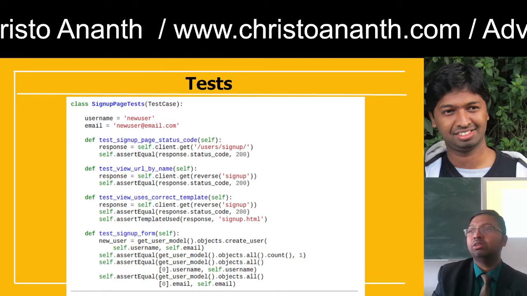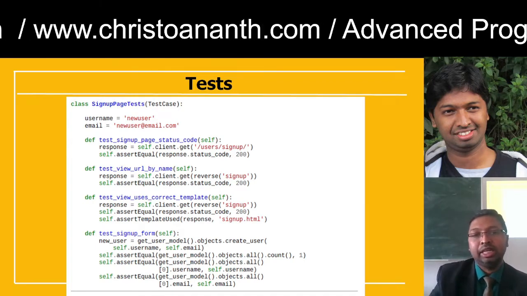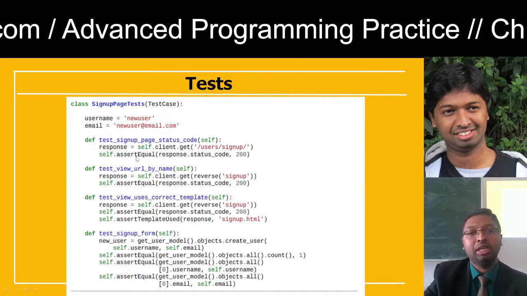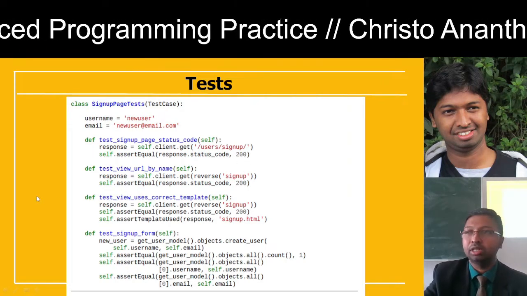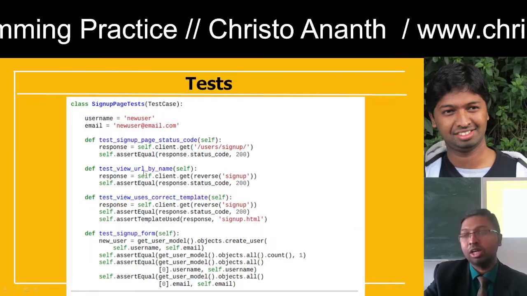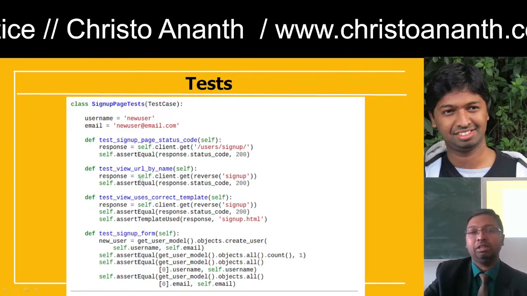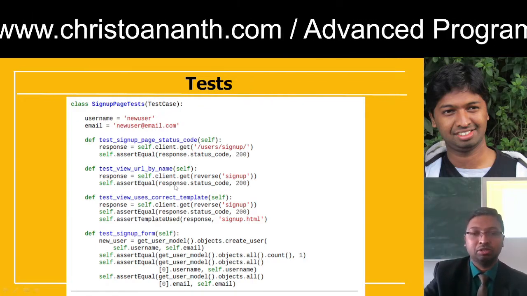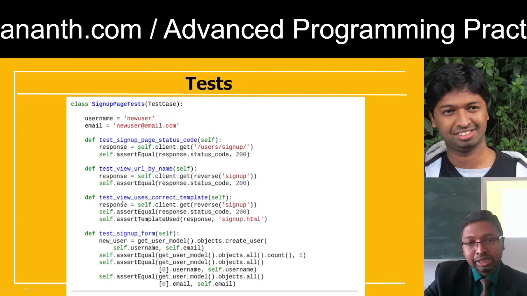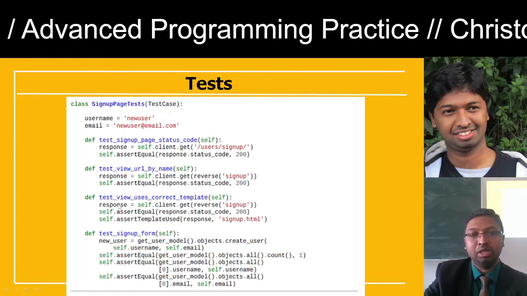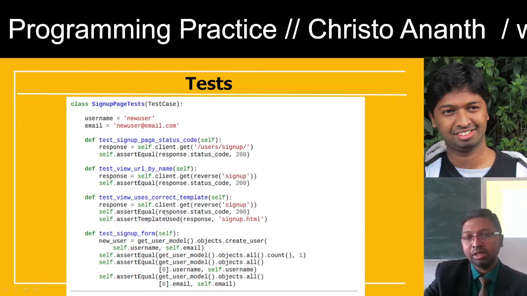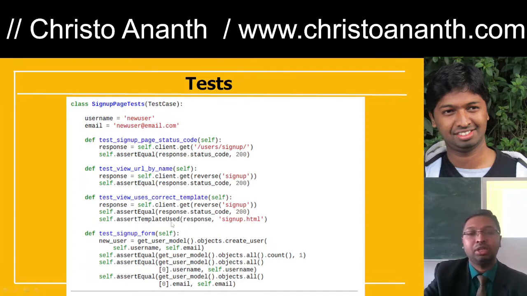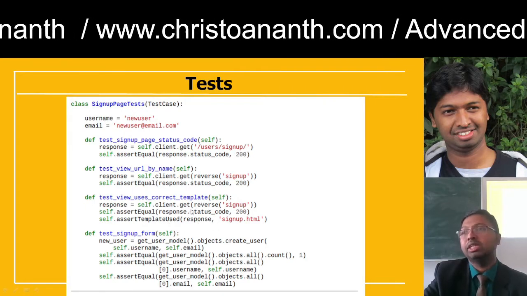Okay, so you're going to define test_signup_page_status_code. The response is self.client.get('/users/signup/'), and self.assertEqual(response.status_code, 200). Then you'll go with test_view_url_by_name. So response is self.client.get(reverse('signup')) and self.assertEqual, you are going to have a response status code of 200. And similarly, test_view_uses_correct_template. For this one, response is equal to self.client.get(reverse('signup')), self.assertEqual(response.status_code, 200), and self.assertTemplateUsed(response, 'signup.html').